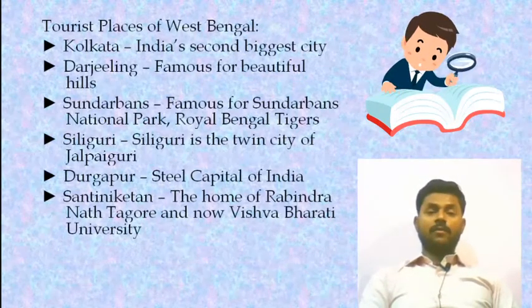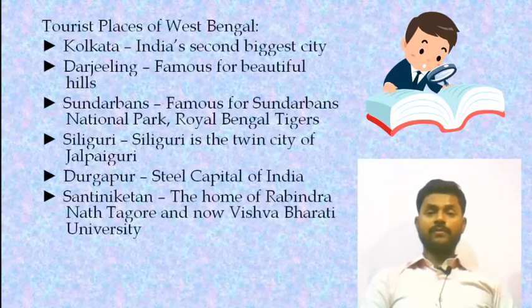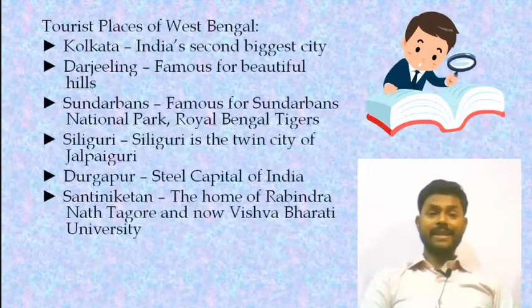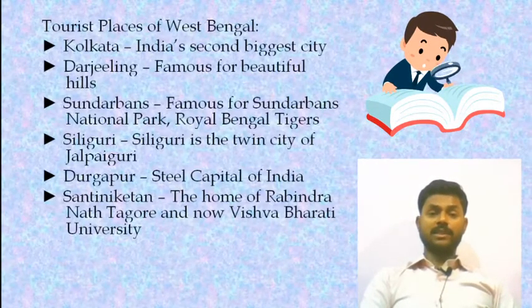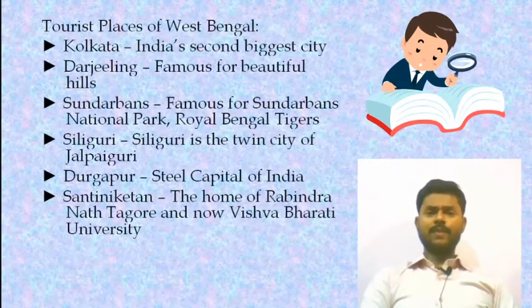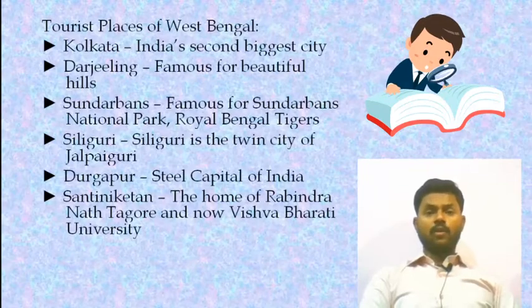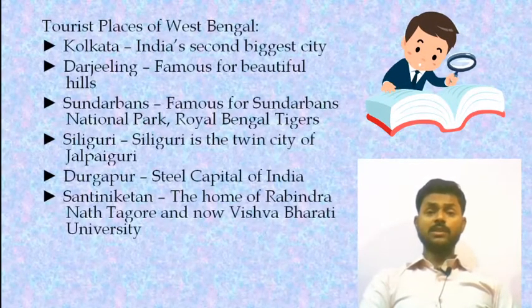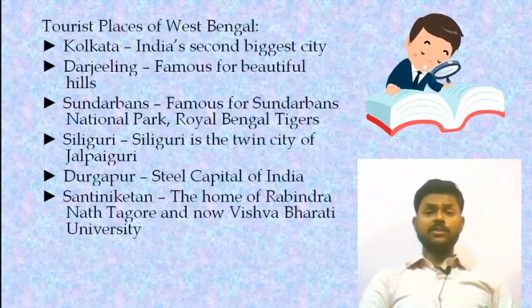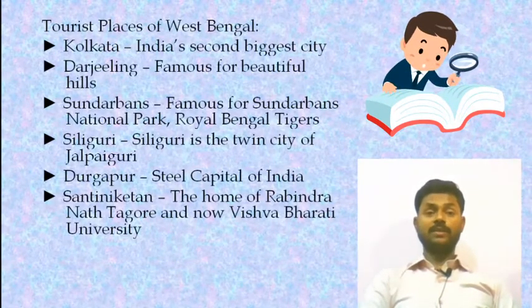Next tourist place of West Bengal is Darjeeling. Darjeeling is famous for beautiful hills. Next tourist place of West Bengal is Sundarbans. Sundarbans is famous for two things: first is Sundarbans National Park and second is Royal Bengal tigers.